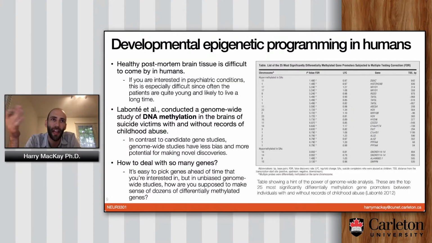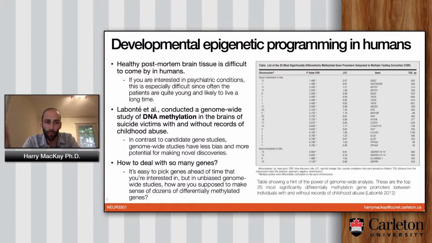Now, in humans, you can ask similar questions. The argument for doing rat studies in the first place is that humans might have similar things happening. However, it's very difficult to come by healthy post-mortem brain tissue, especially if you're interested in psychiatric conditions. If you're looking to study Alzheimer's, it's not terribly difficult to find brain tissue from people who died of Alzheimer's, because they're very old and it's inevitable that if you have Alzheimer's, you'll die of something pretty soon.